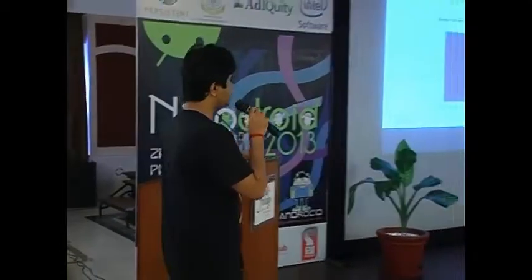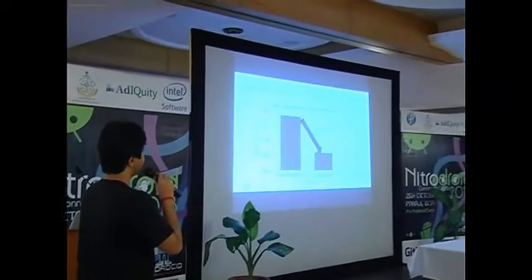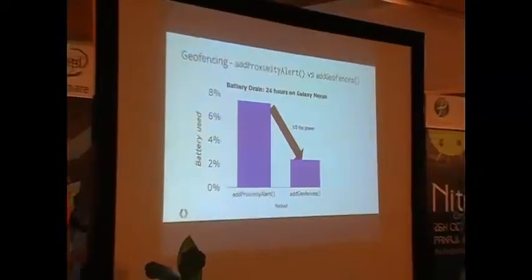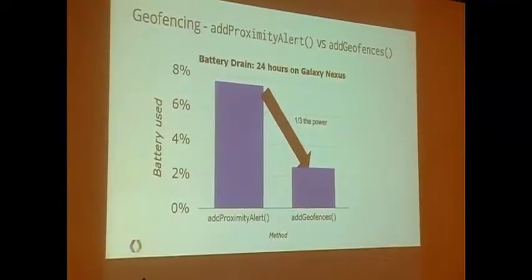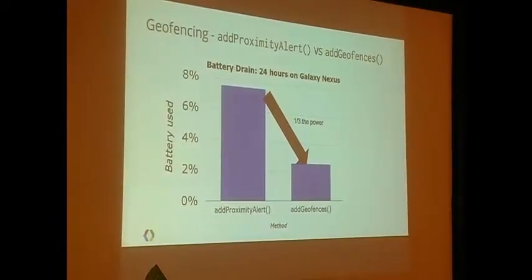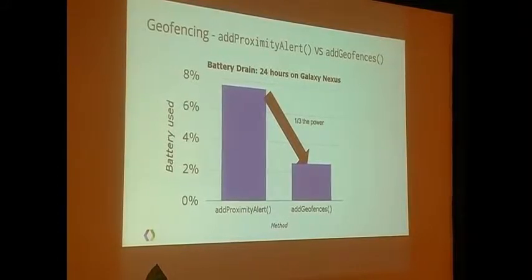There was an older API called addProximityAlert that took about 8% of the battery in 24 hours. The new one takes 2 or 3% of the battery. So even if you have it switched on all the time, it takes about 2% of the battery, which is not much.